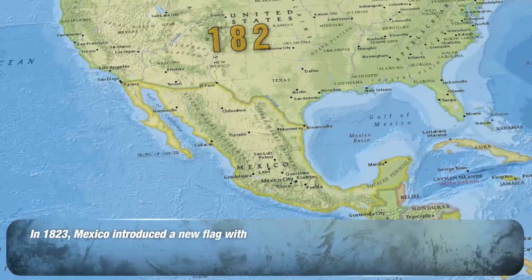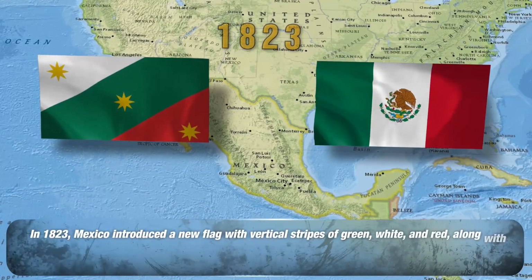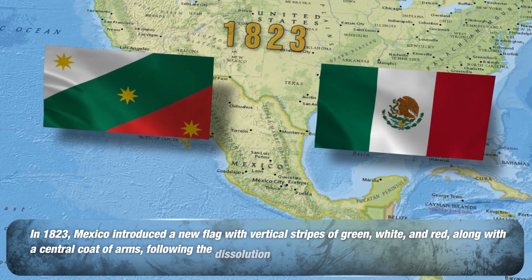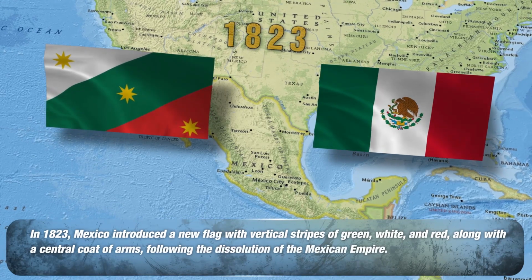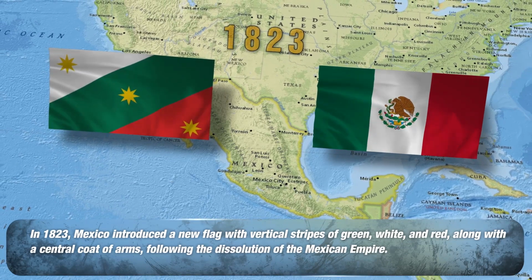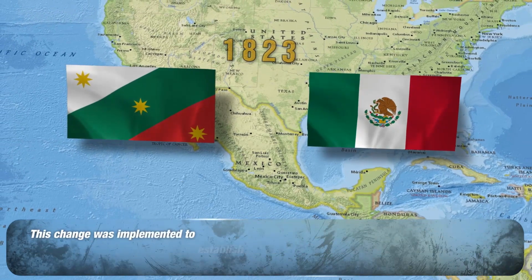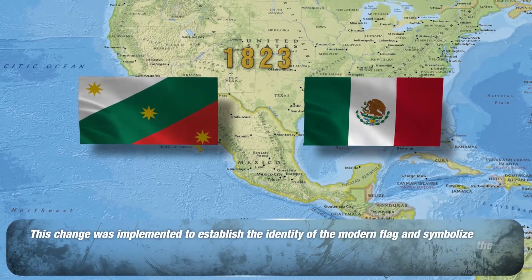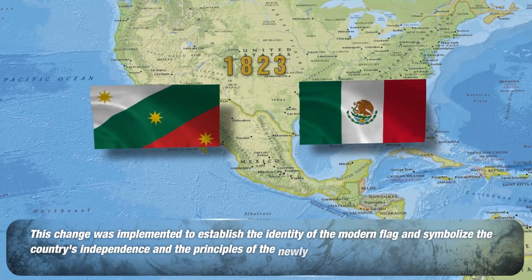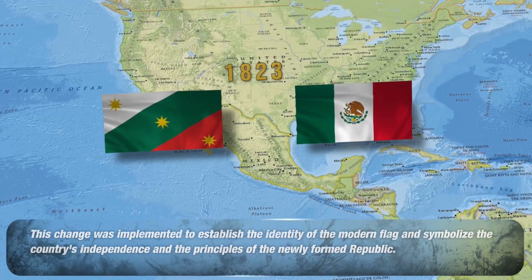In 1823, Mexico introduced a new flag with vertical stripes of green, white and red, along with a central coat of arms, following the dissolution of the Mexican Empire. This change was implemented to establish the identity of the modern flag and symbolize the country's independence and the principles of the newly formed republic.